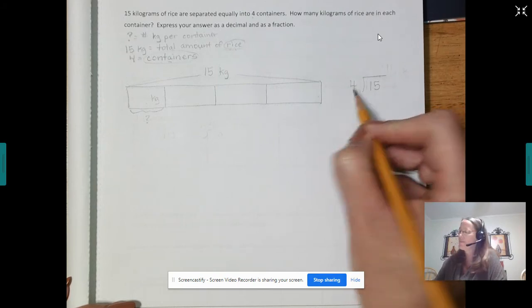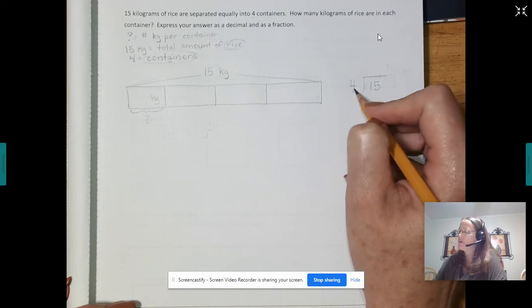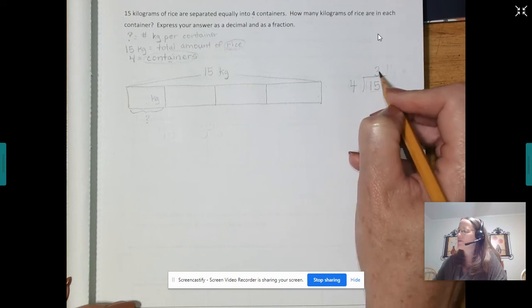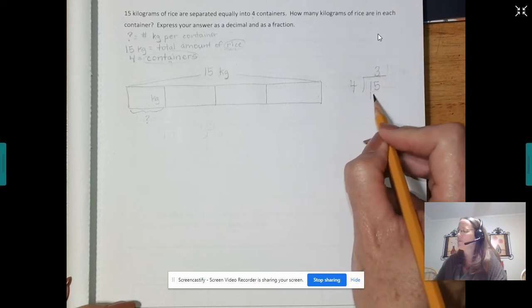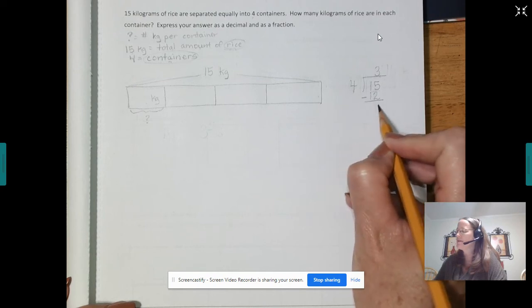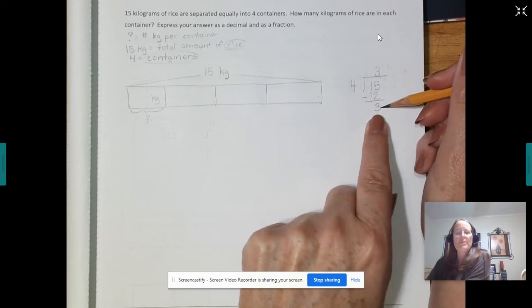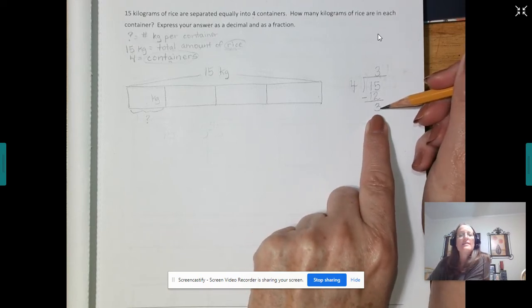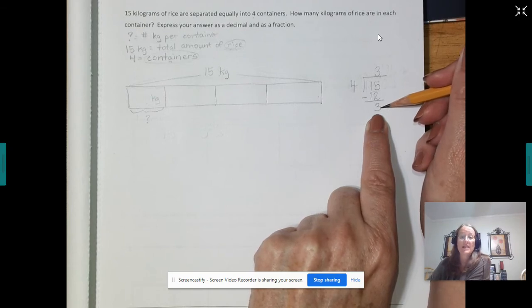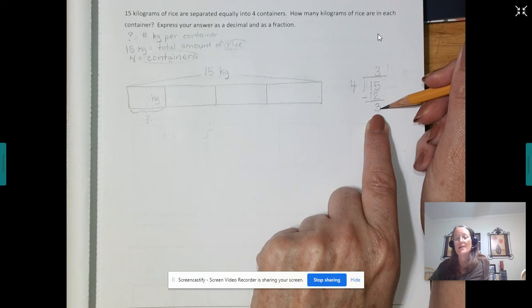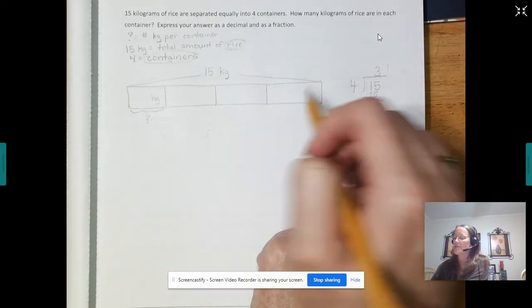So 4 won't go into 1, but 4 goes into 15 3 times. 3 times 4 is 12. Subtract. Now, what does this 3 represent? This is the 3 kilograms that are not yet put into the containers. So we want to keep on dividing those 3 kilograms of rice into these 4 containers.